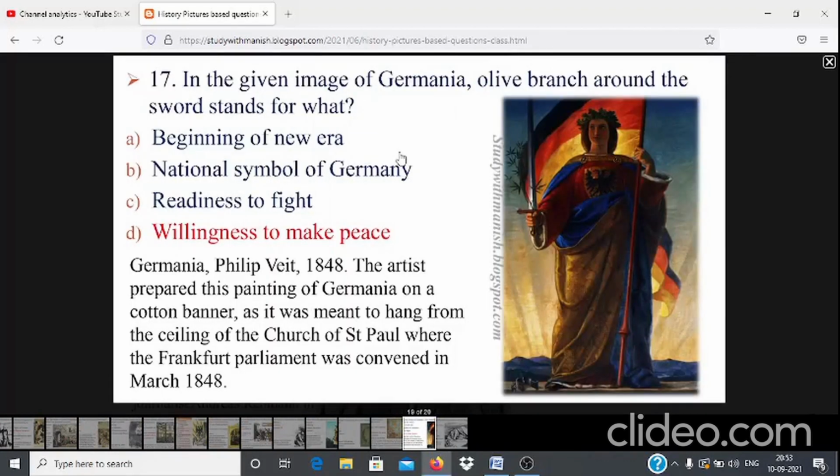Question number 17. In the given image of Germania, the olive branch around the sword stands for what? Options are A. Beginning of a new era, B. National symbol of Germany, C. Readiness to fight, D. Willingness to make peace. And the answer is D, willingness to make peace.